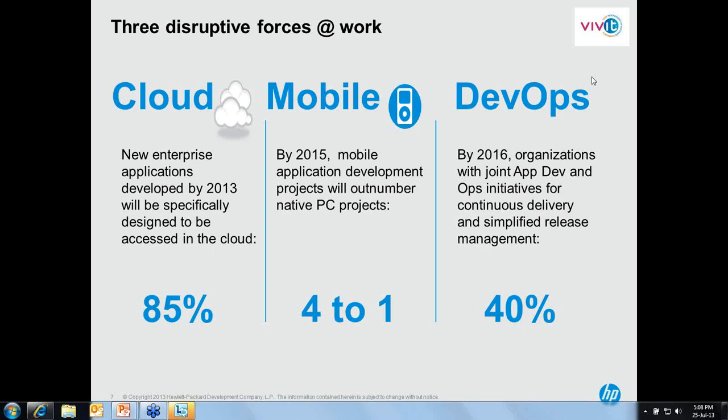Gartner predicts that in 2015, there will be four times the number of mobile devices than there are PCs in the world. In fact, about 85% of the applications out there are now being developed which are cloud ready.